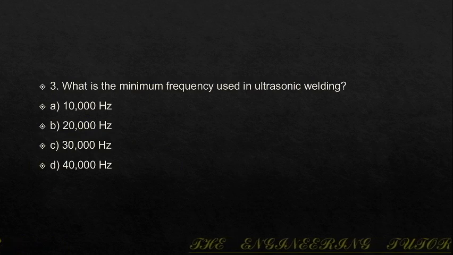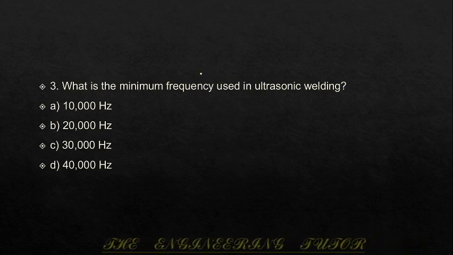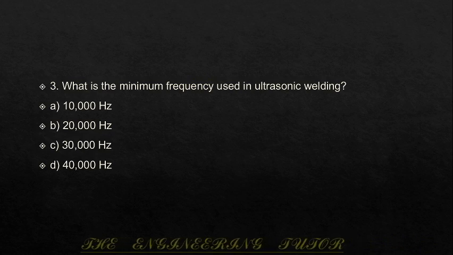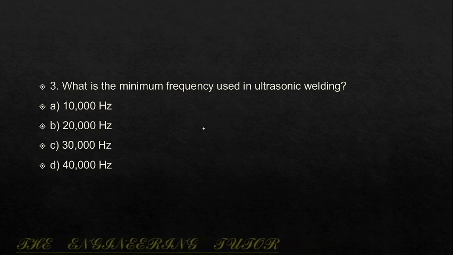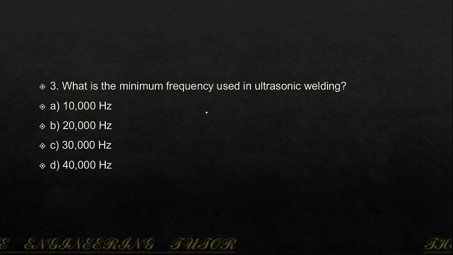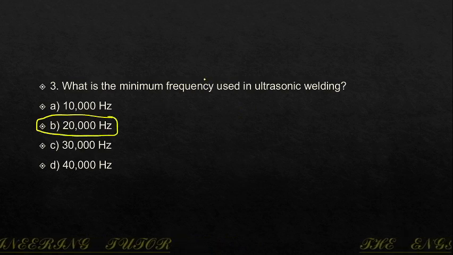What is the minimum frequency used in ultrasonic welding? The process of ultrasonic welding is mainly used for joining similar or dissimilar metals using vibration energy. We use the vibration energy by which high frequency is produced. The frequency used in ultrasonic welding is 20,000 hertz. 1 hertz is 1 cycle per second, so 20,000 cycles per second.